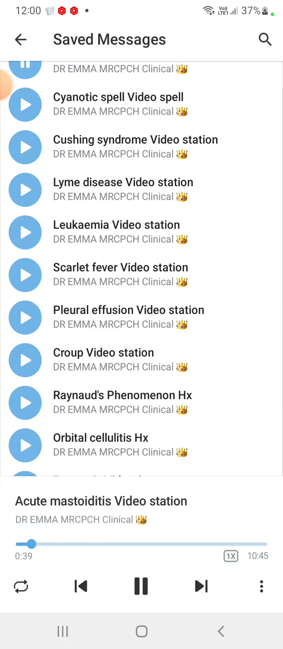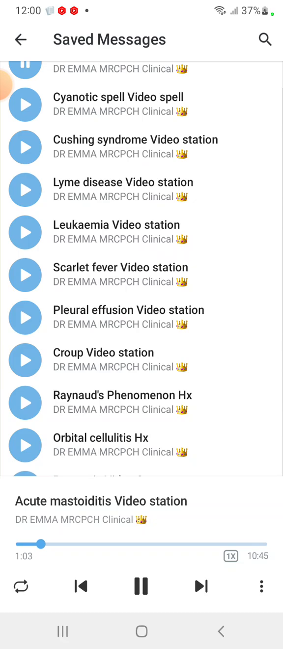The picture is also showing he is connected to the oxygen saturation monitor. On the monitor he has a heart rate of 141 beats per minute, oxygen saturation is 97%, and BP is 81 by 44.